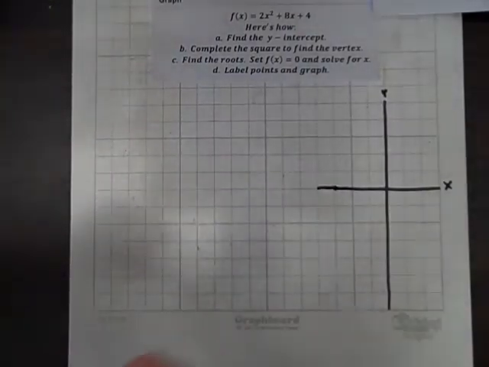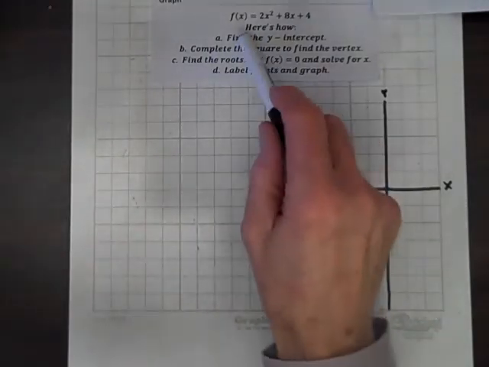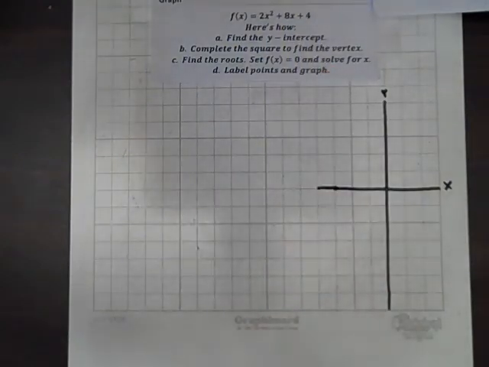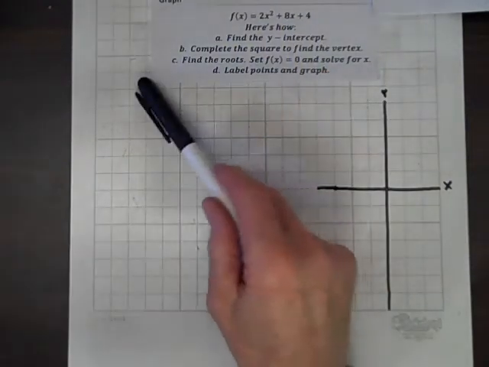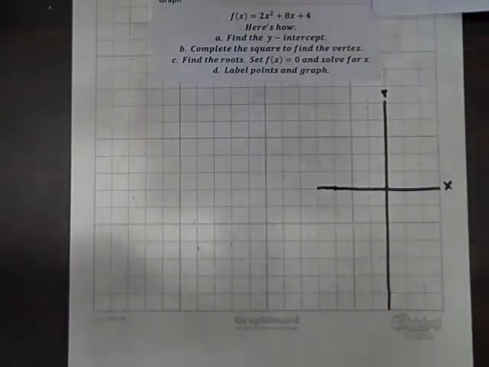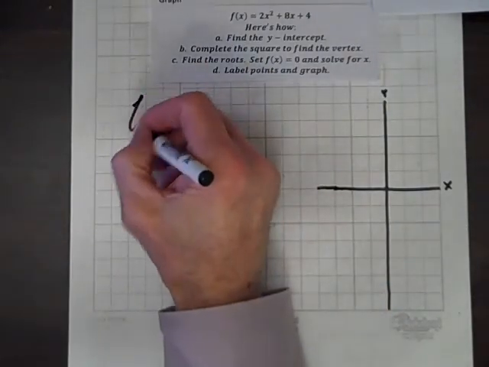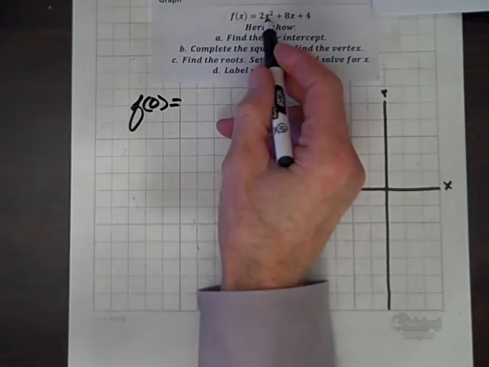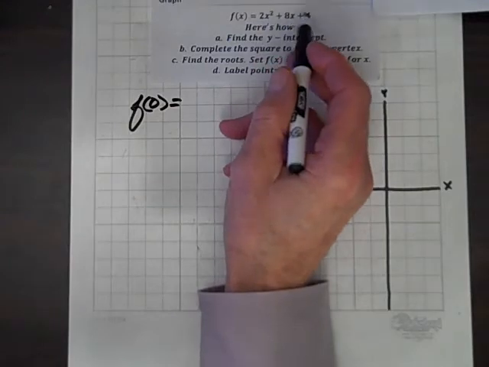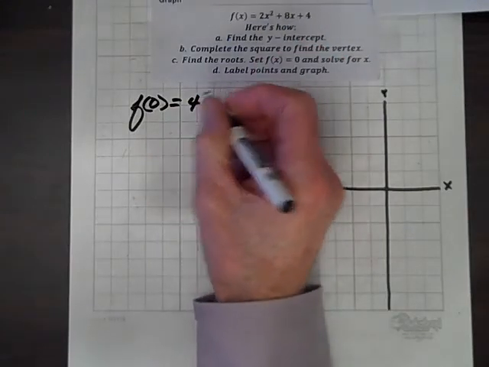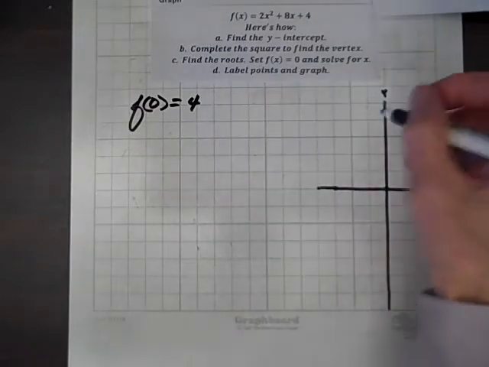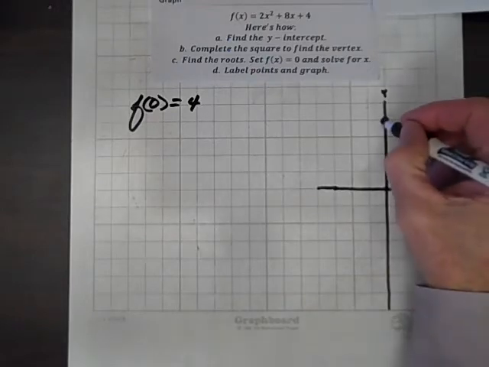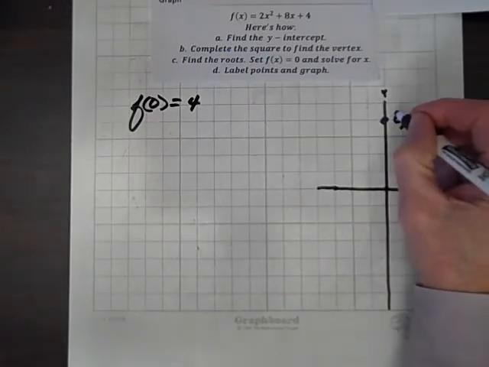Today's task is to graph the function f of x equals 2x squared plus 8x plus 4. And here's how. First thing we're going to do is find the y-intercept. That is, we're going to find f of 0. And if we replace each x with the 0, what remains? 4 remains. By the way, here we are at 1, 2, 3, 4. The y-intercept is (0, 4).